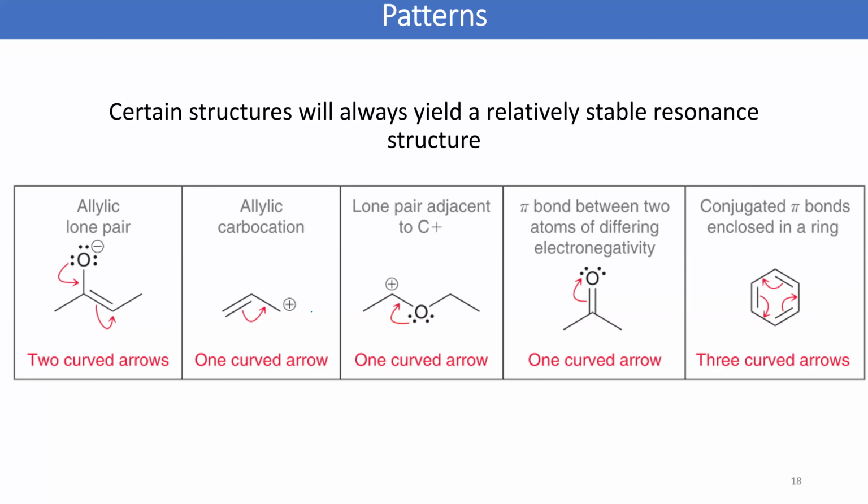If you have a lone pair adjacent to a carbocation, that'll do the same thing, right? Because a lone pair can move over and fill that carbon's valence shell.